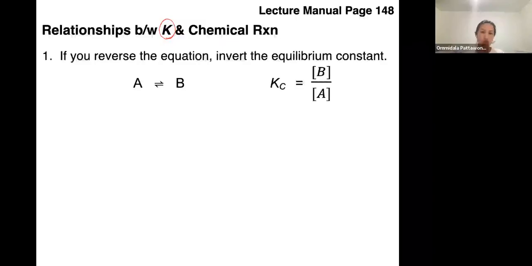So that means we can use this idea that we saw before in chapter 8, when we talked about Hess's law, and apply it to this topic as well. I'm going to relate the K value to the chemical reaction. What do I mean by that? Let's take a look at one.